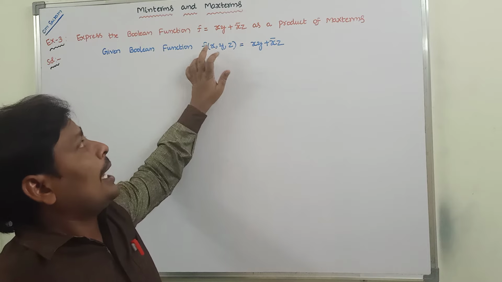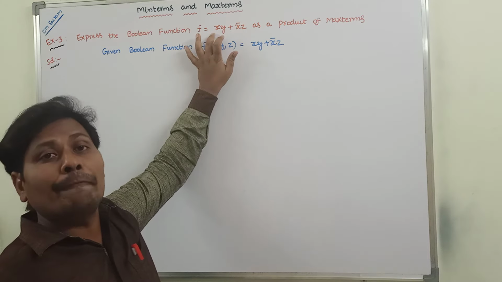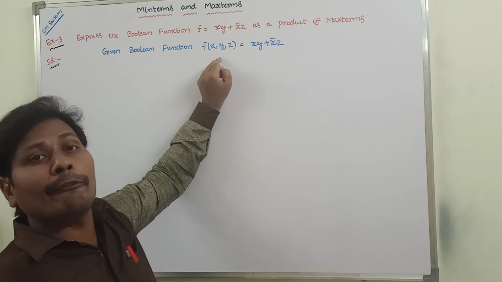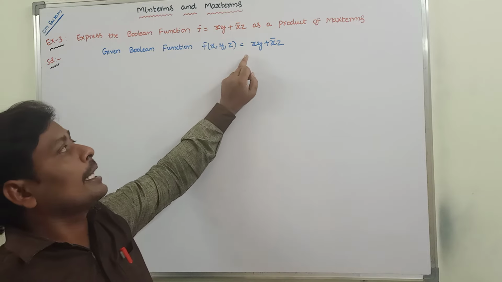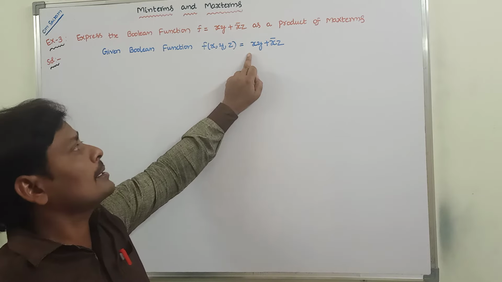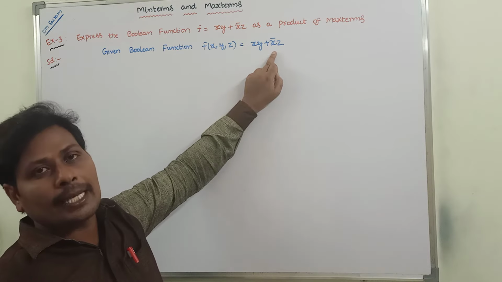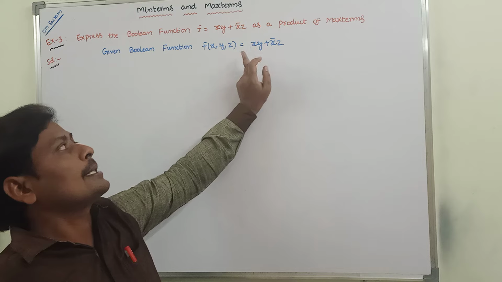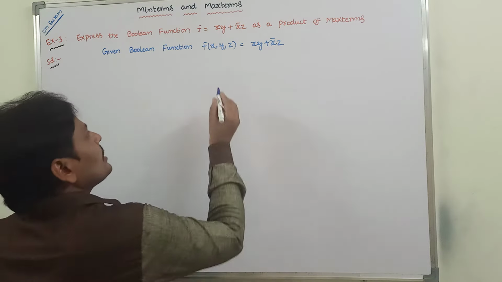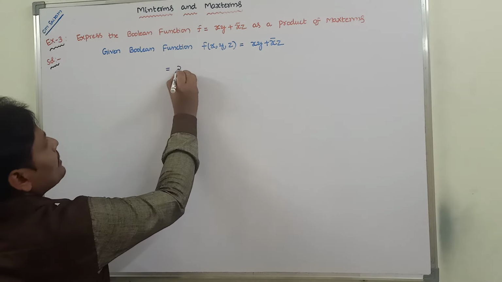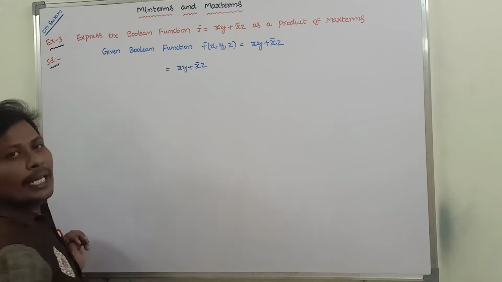The above Boolean expression contains three variables, x, y and z. It contains two product terms: xy is the first product term, x bar z is the second product term. It is a sum of product terms. Now this can be written as xy plus x bar z.